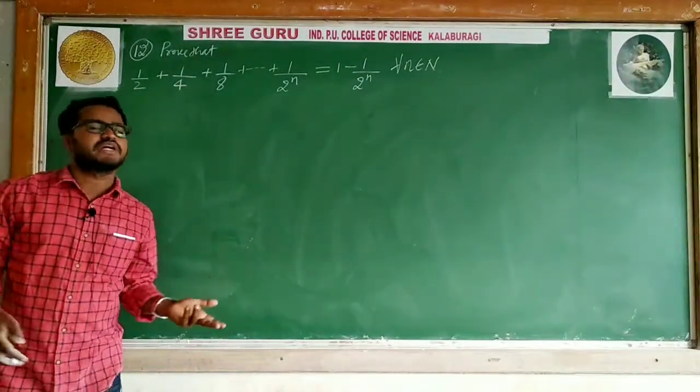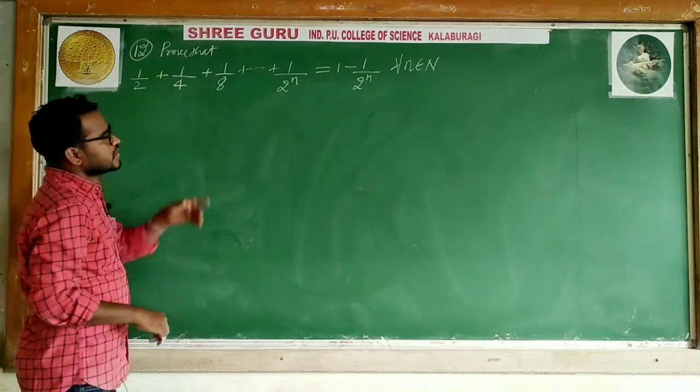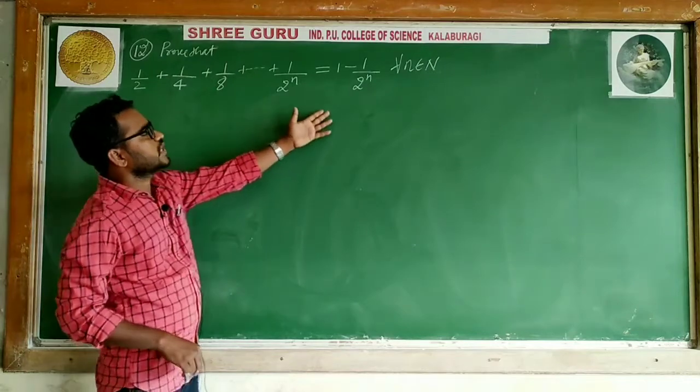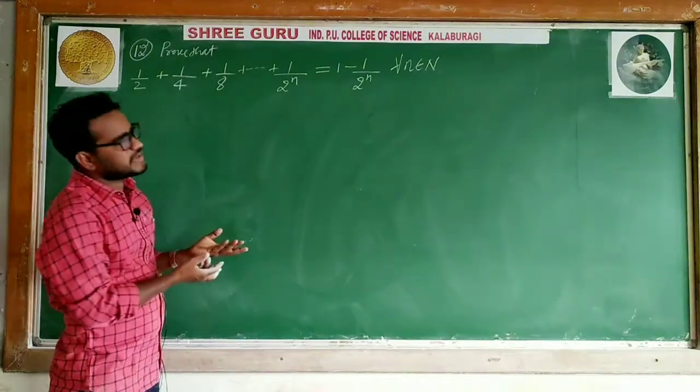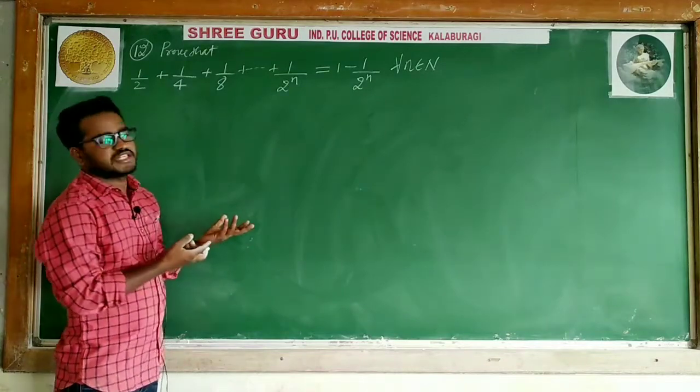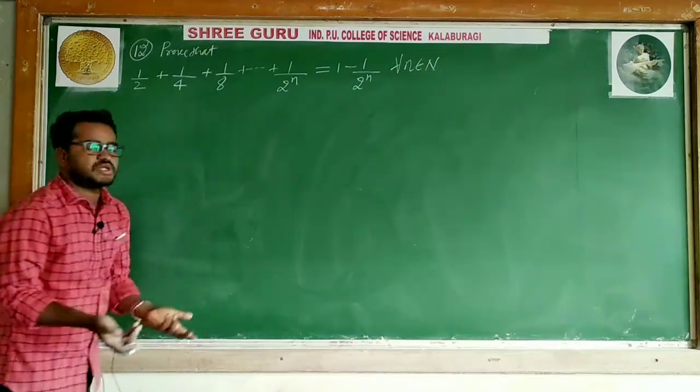Step 2. What is step 2? Wherever n is there, substitute k. So 1 divided by 2 plus and so on up to 1 divided by 2 to the power k is equal to 1 minus 1 divided by 2 to the power k. So it is the same as given, the statement is in the form of k. So the second step is also true.